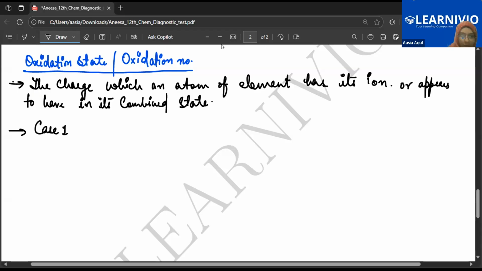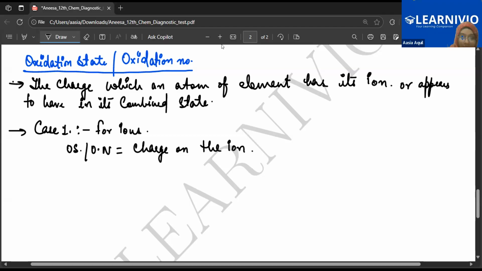I'm just taking case number 1. So these are for ions. For ions, oxidation state or oxidation number is basically the charge on the ion. Whatever charge is on the ion, that's the oxidation state or oxidation number of that ion.